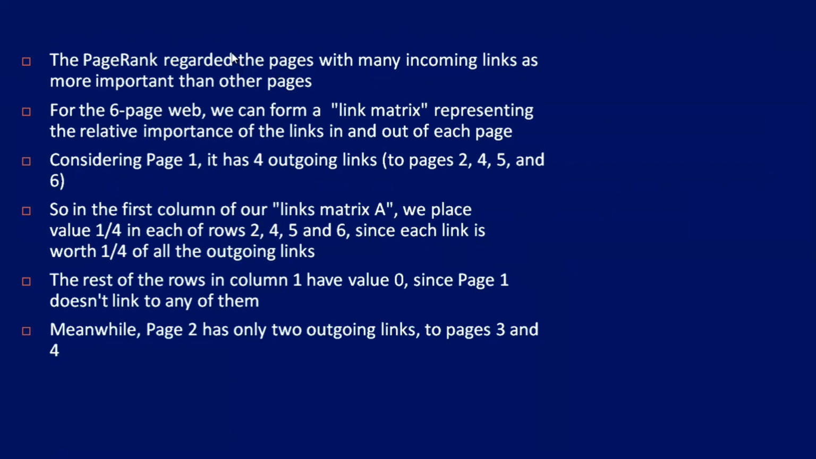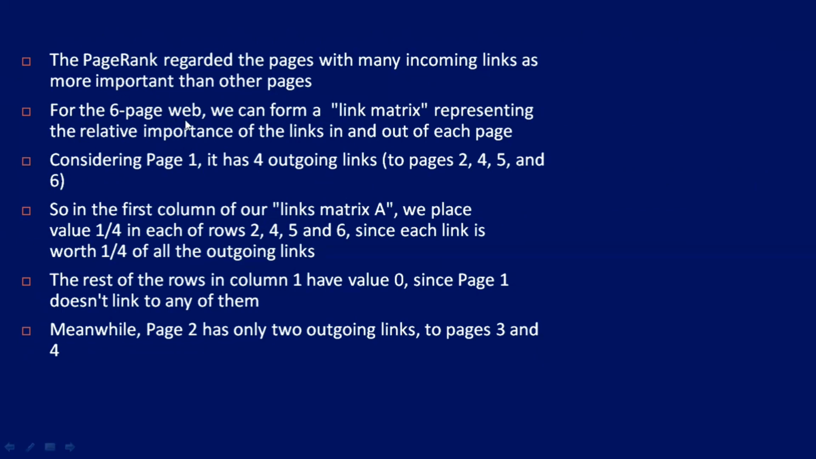Now we translate these lines. In our first point, we say PageRank regards pages with many incoming links as more important than other pages. So the incoming links are more important: the page whose incoming links are greater than those of other pages, that page is in our top priority list of search. In the second point, we see the 6 page web.